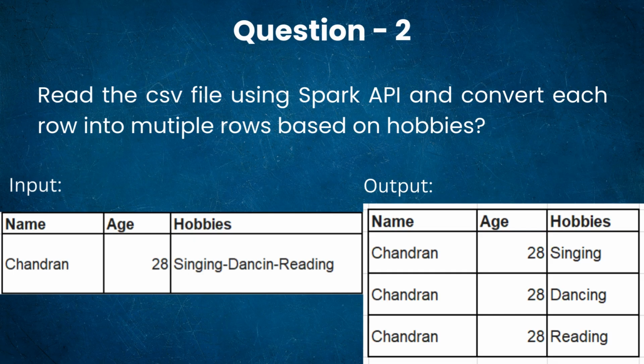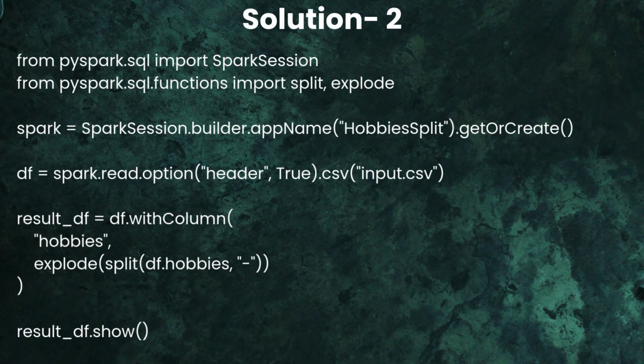So in Spark, this is solved using two functions: split to convert the string into an array, and then explode to convert the array into multiple rows. This is something you will see very often in real pipelines. The PySpark solution for this question you can see on the screen.